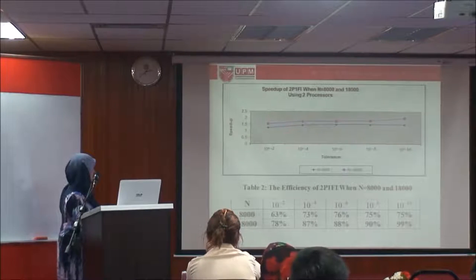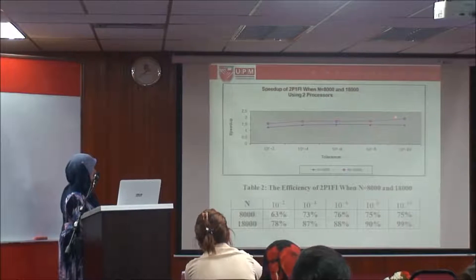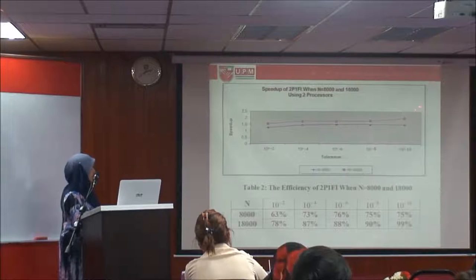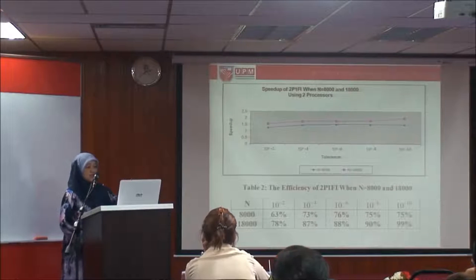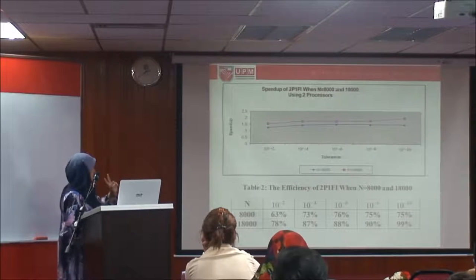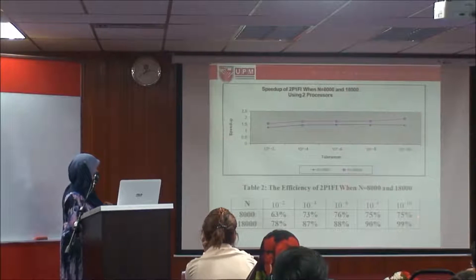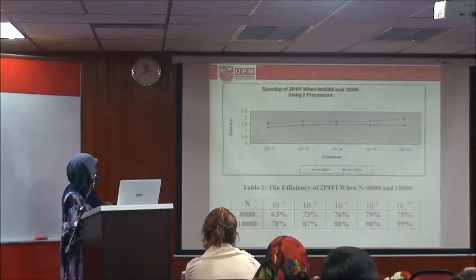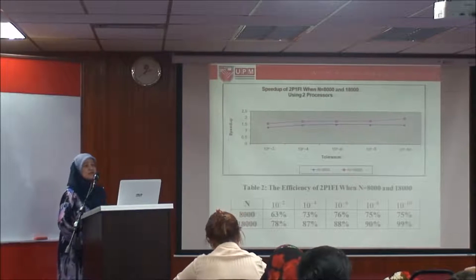So you can see here, the above line is where the number of equations is 80,000, and as you can see, it approached two. In the literature, if we use two processors, the linear speed up is two. So as we increase the number of equations, we almost approach two, maybe 1.99 something.